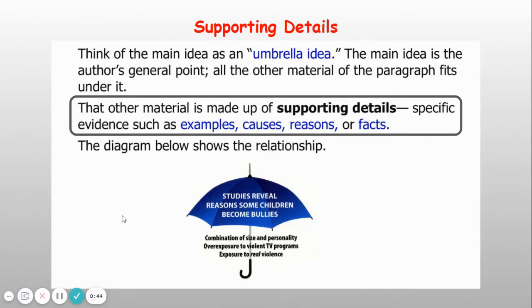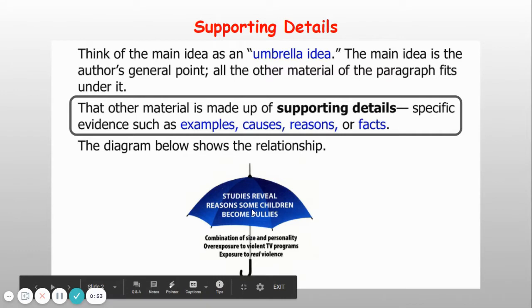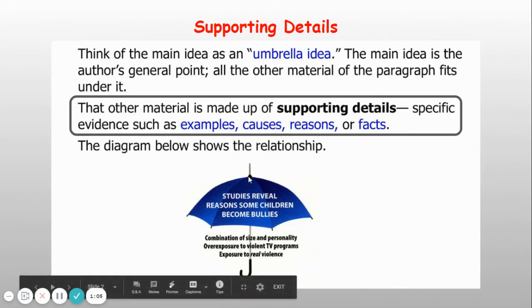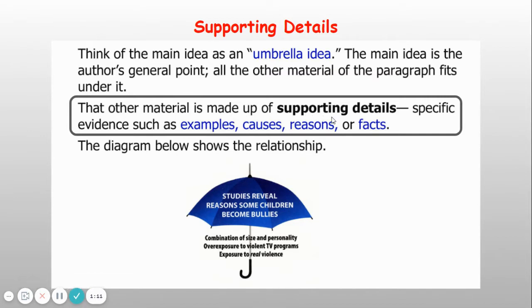So we have talked about the main idea as this umbrella idea, right? The main idea is the umbrella part, whereas the supporting details are what supports the main idea. It's what holds it up. It's what proves it and explains it. So we know the main idea is the author's general point, but now we're going to focus on supporting details. Supporting details are any kind of evidence, such as examples, causes, reasons, facts, statistics, any kind of evidence that supports the main idea.